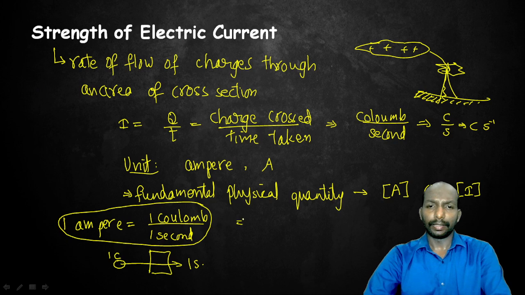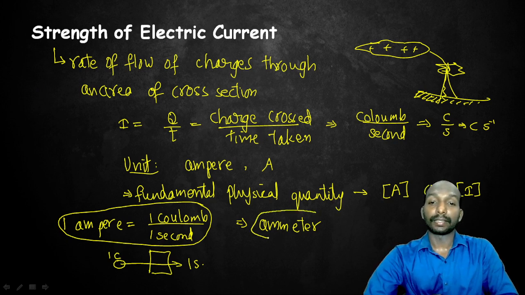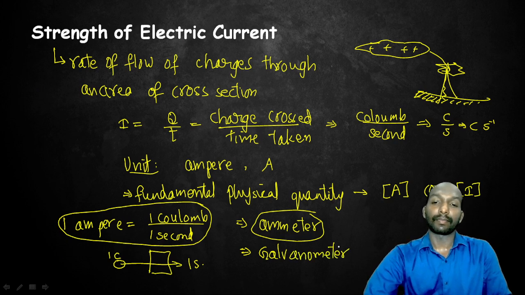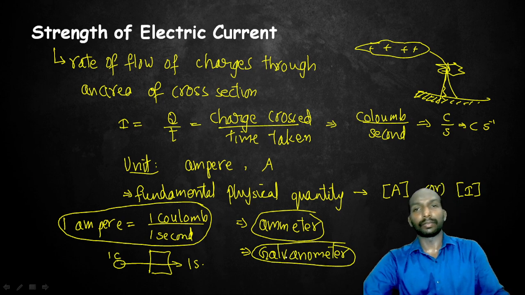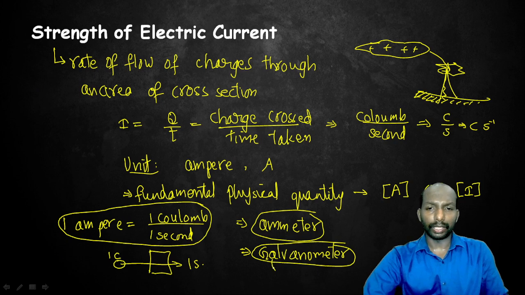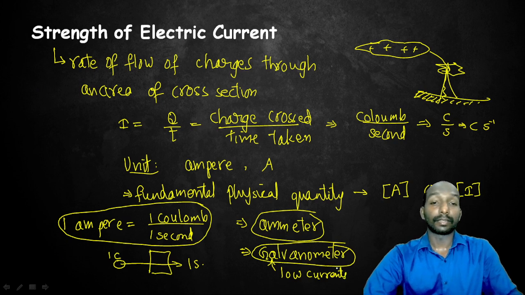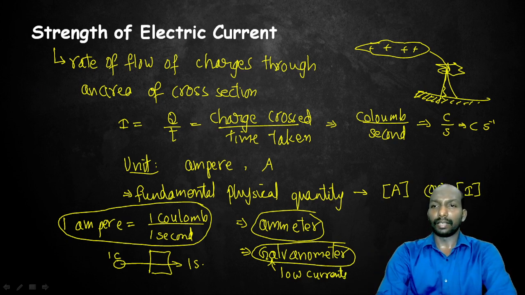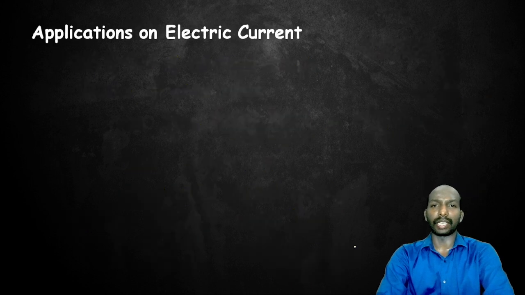The instrument that is used to measure electric current is the ammeter. Sometimes we also use a galvanometer to measure electric current. Galvanometer and ammeter measure current only, but the galvanometer is very sensitive, so in general it is used to measure low current. After this, let us discuss some applications of electric current.